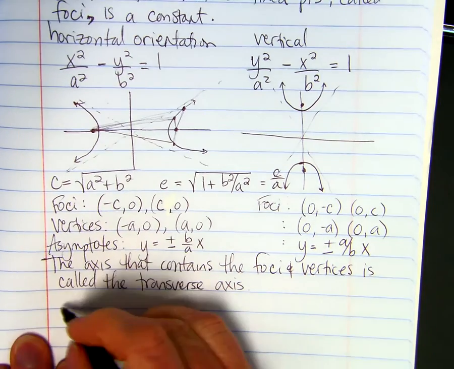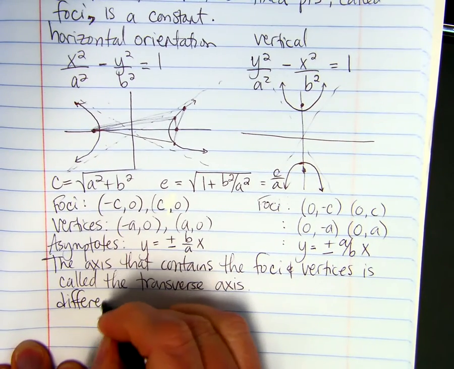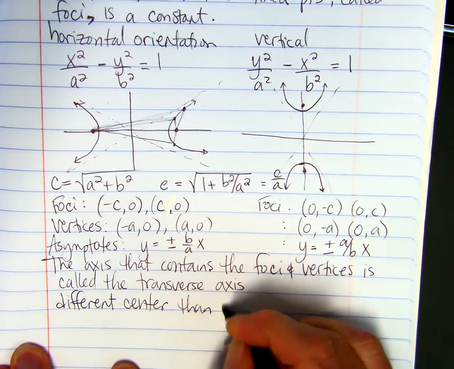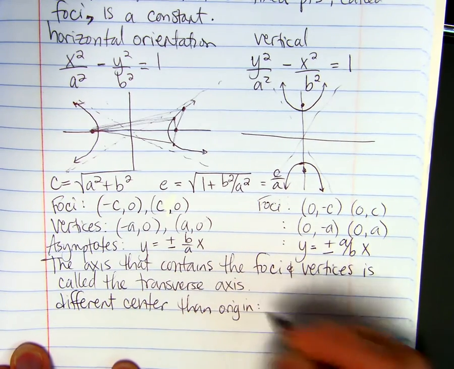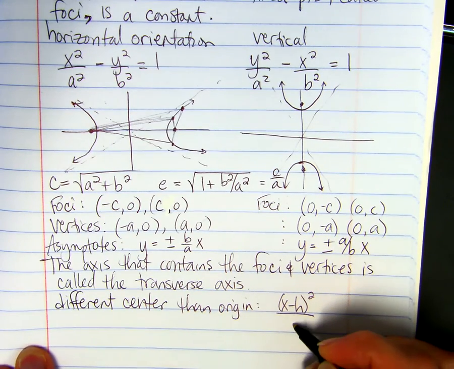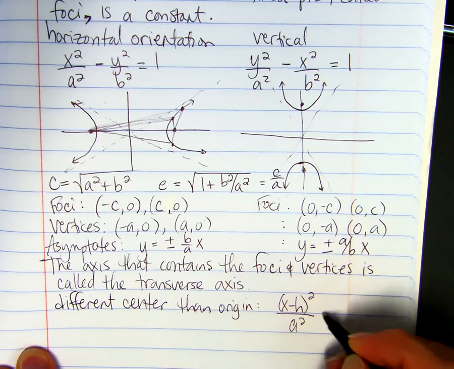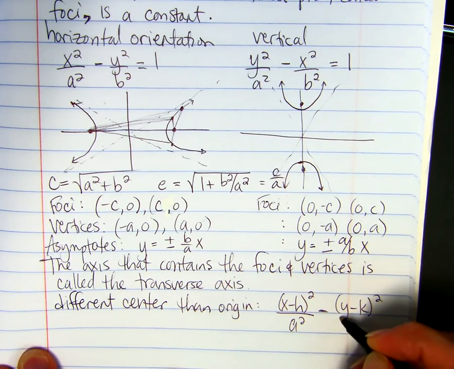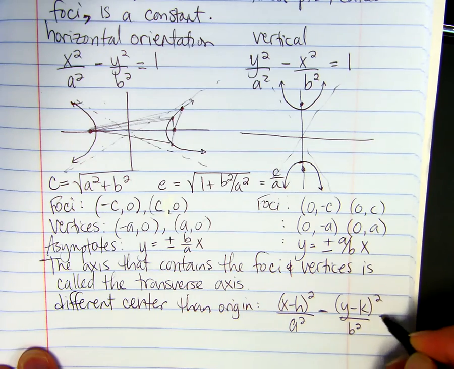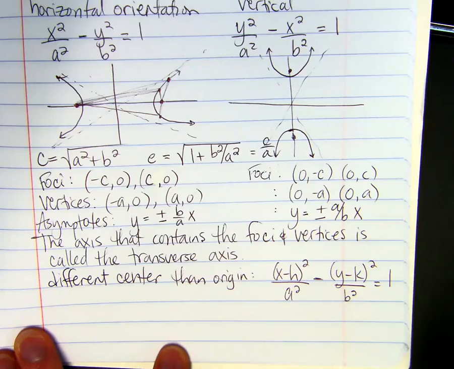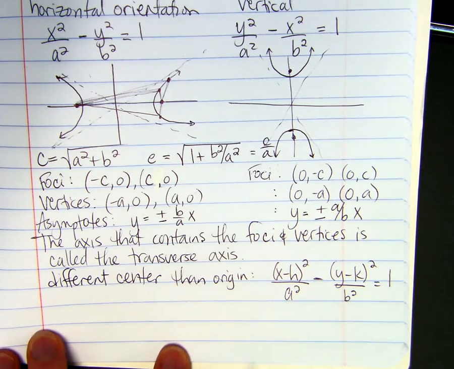Now, if you have a different center than the origin, you guys can probably tell what it's going to look like. You'll have x minus h quantity squared over a squared minus y minus k squared over b squared equals 1, where h and k is your new center. And then that would be horizontal. Vertical, you'd switch the x and the y.